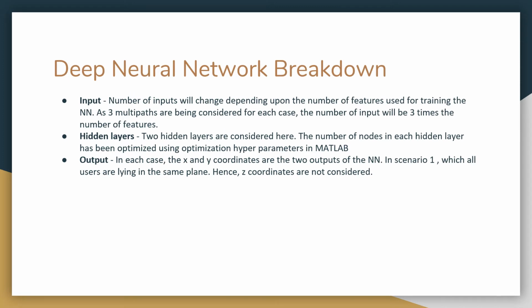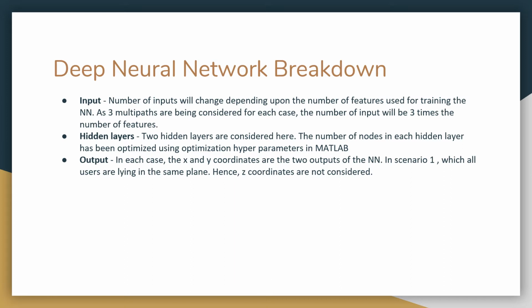Here's a breakdown of our deep neural network. First, we have the input, where the number of inputs will change depending upon the number of features used for training a neural network. 3 multipath components are considered for each case, and the number of inputs will be 3 times the number of features.